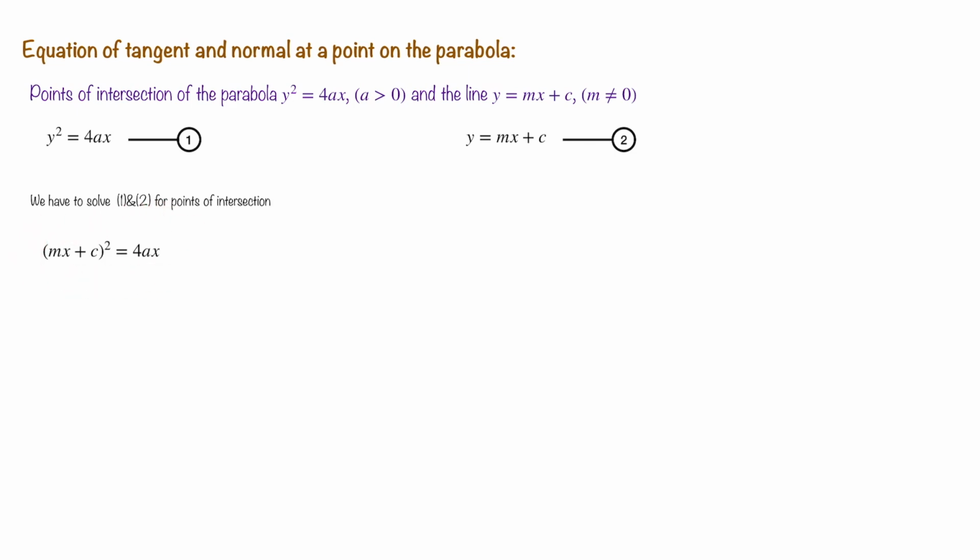If you expand the left hand side, you will have m square x square plus c square plus 2mcx equal to 4ax. If you take the 4ax to the other side, then you will end up with a quadratic equation in x.